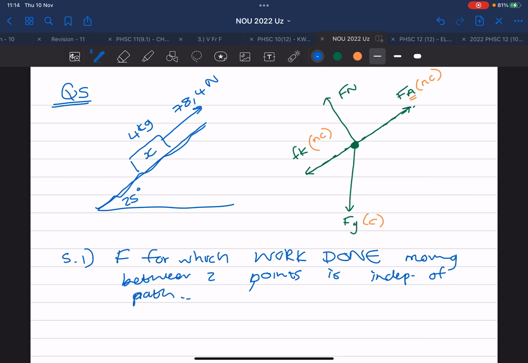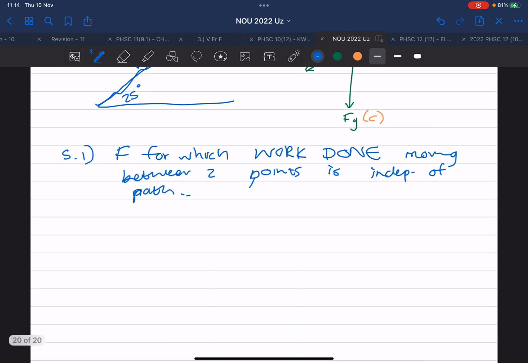Okay, onthou dis nou nie vol definisie nie, maar dit is belangrik dat jy sê the work done. Baie mense sê the force for which the moving the object. Jy vergeet die work done, dan kry jy 0. Okay, gaan leer hierdie definisies, hulle like hierdie definisie. Hierdie een of die ander.